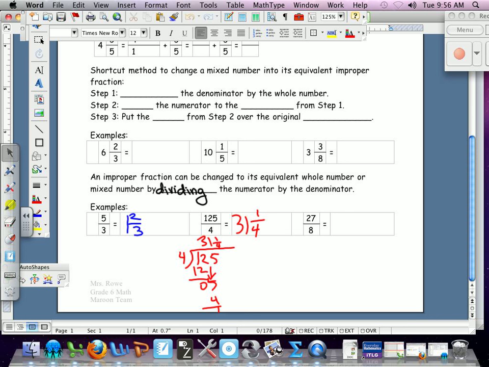27/8, how many 8/8 can you take out of there? That's your whole number part. And how many 8s are left? That's going to be your fraction part. What do you get over there? 3 and 3/8. 3 and 3/8.